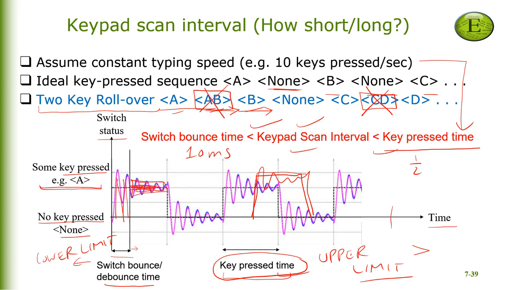It is actually going to be half of 100 milliseconds, which is 50 milliseconds. So it has to be somewhere between 50 and 10 milliseconds, and the value chosen in the program is going to be 25 milliseconds.